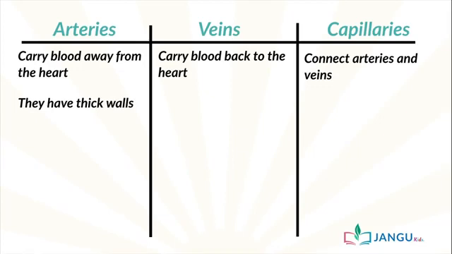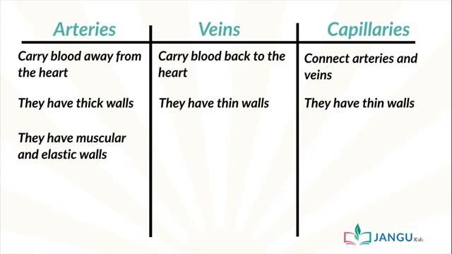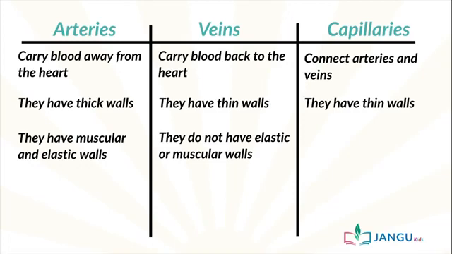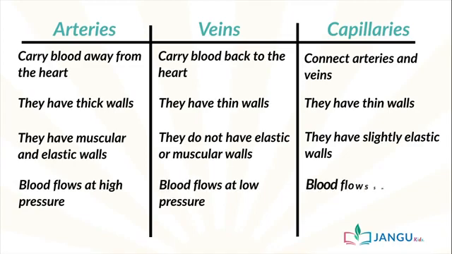Arteries have thick walls. Veins have thin walls, while capillaries have thin walls. Arteries have muscular and elastic walls. Veins do not have an elastic or muscular wall, while capillaries have slightly elastic walls. In arteries, blood flows at high pressure. Blood flows at low pressure in veins, while blood flows smoothly in capillaries.